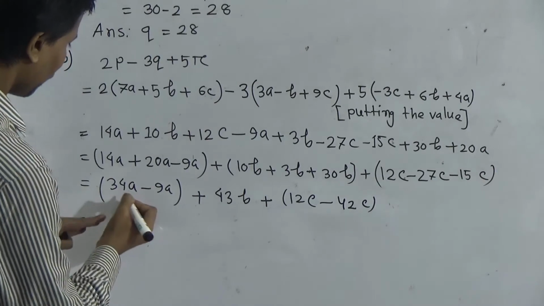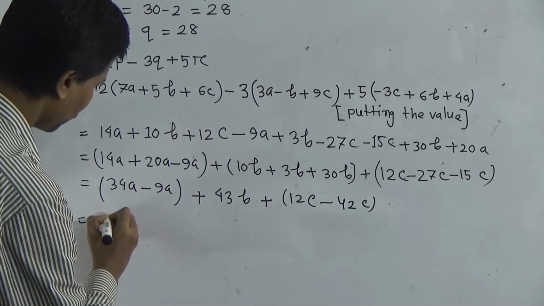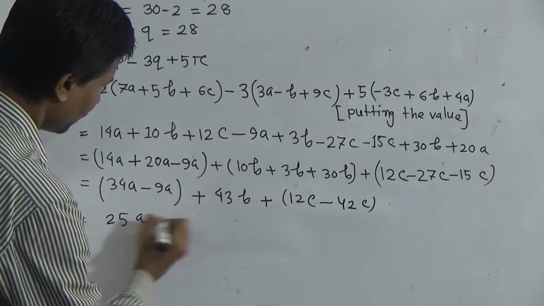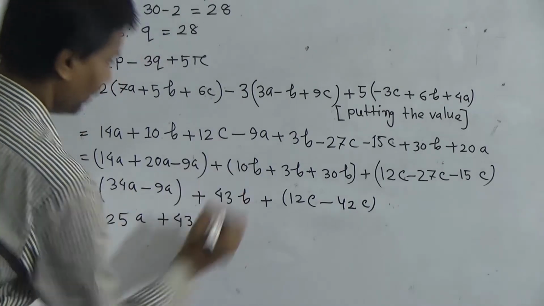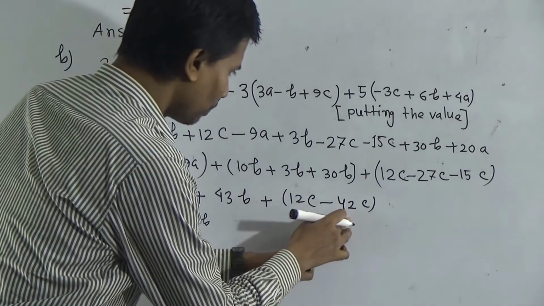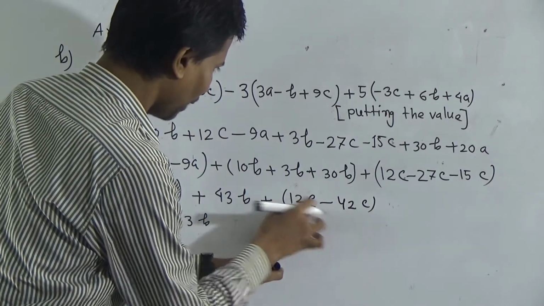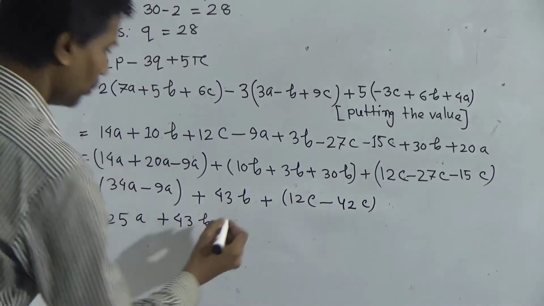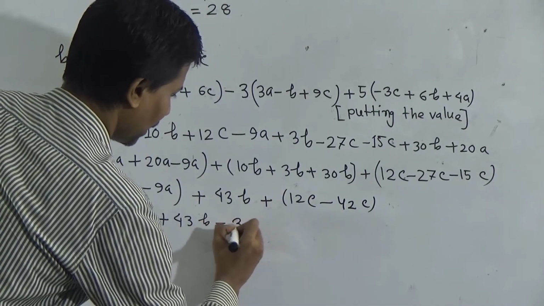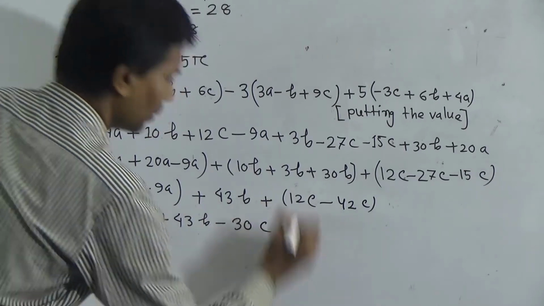Now 34A minus 9A, this is equal to what? 25A plus 43B, 12 minus 42, so you calculate, then you get minus 30C.